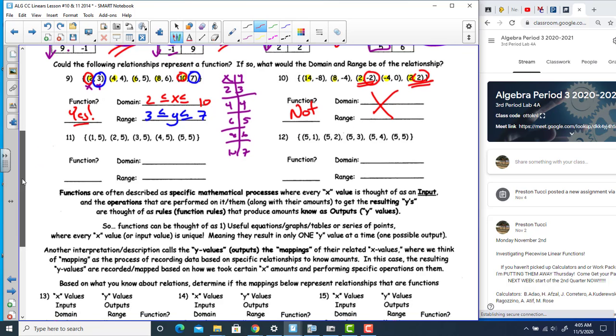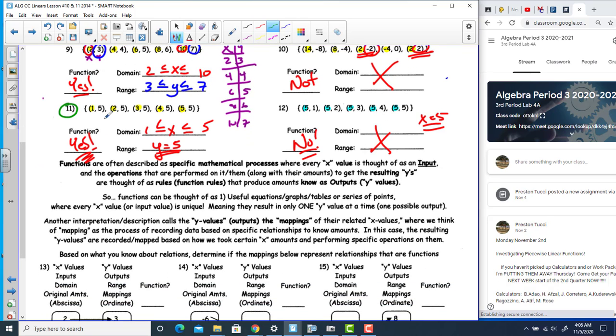Give number 11 and 12 a shot. Pause the video. In number 11, ladies and gentlemen, if you investigate the x variable, the units of time, you notice that we're measuring this relationship from time 1 up to time 5, and there is no repeat in the x variable. There's not multiple predictions at the same time. Therefore, it is a function. It's a useful graph that will make predictions into the future one at a time.